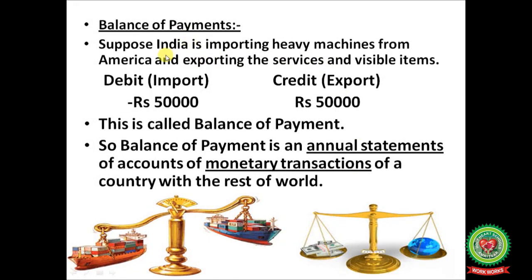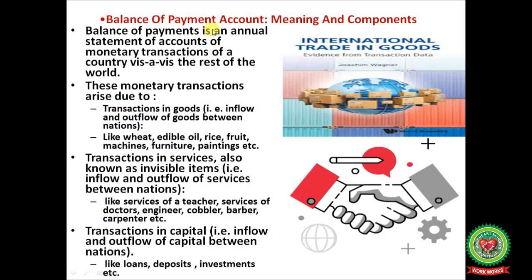Balance of payments. Suppose India is importing heavy machines from America and exporting services and visible items, and the import payments for India are rupees 50,000 and export receipts for India are also 50,000. So there is equality in import and export. This is called balance of payment. So balance of payment is an annual statement of accounts of monetary transactions of a country with the rest of the world. Balance of payment account, meaning and components.